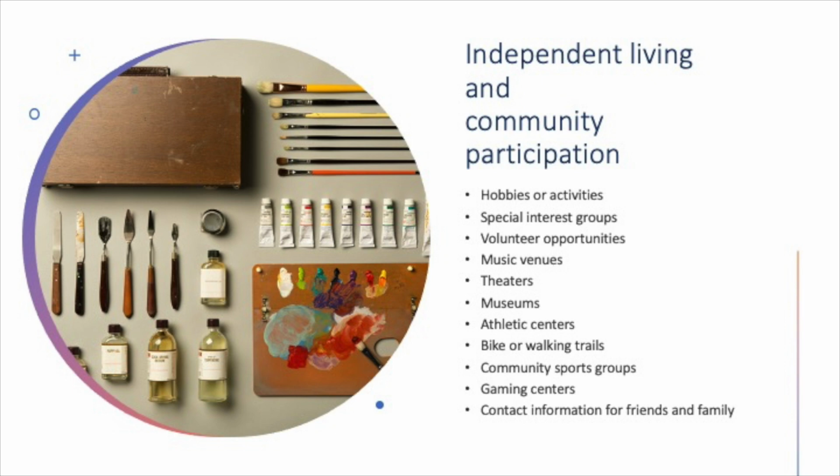Your independent living category is also an ideal place to include the names and contacts of family members and friends with whom you want to stay in touch, just in case your pesky little brother drops your phone in the toilet and you lose all your contacts.